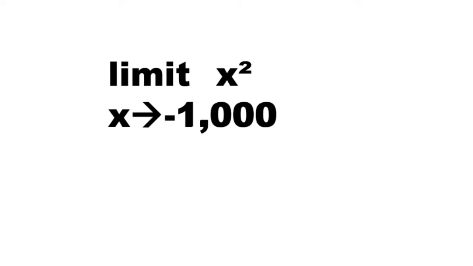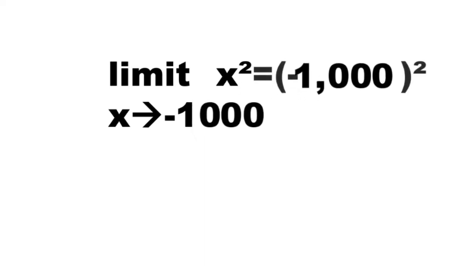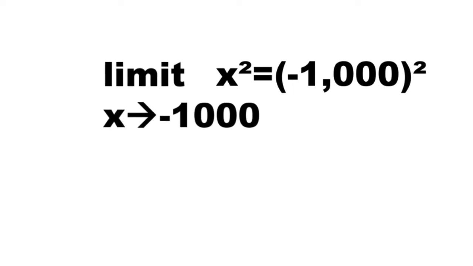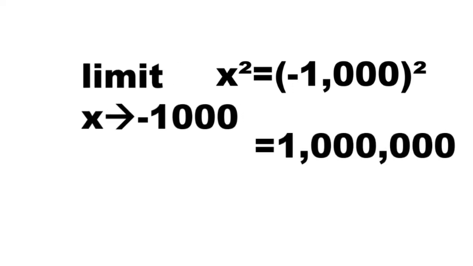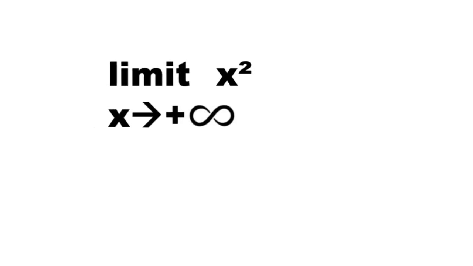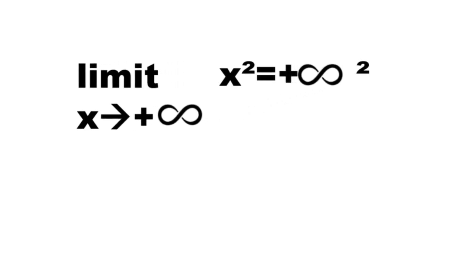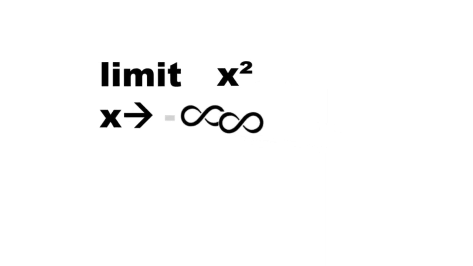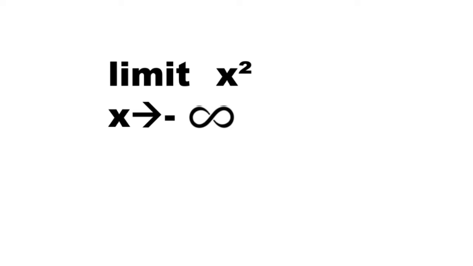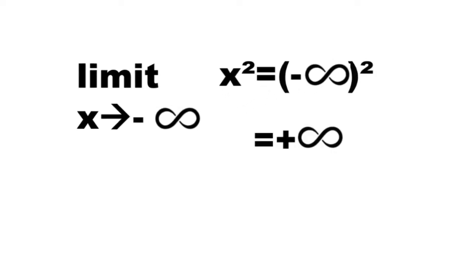And if we try -1000, so limit of x squared as x approaches -1000. So it's equal to -1000 squared, which is equal to positive 1 million. Using these values, we can say that the limit of x squared as x approaches very large numbers or positive infinity is also positive infinity. And the limit of x squared as x approaches negative infinity is still positive infinity. It's because negative times negative is positive.